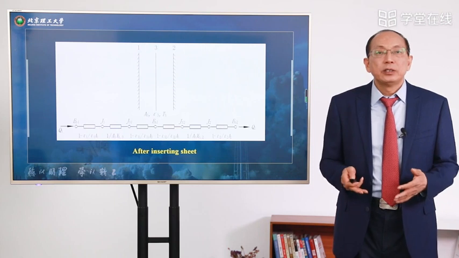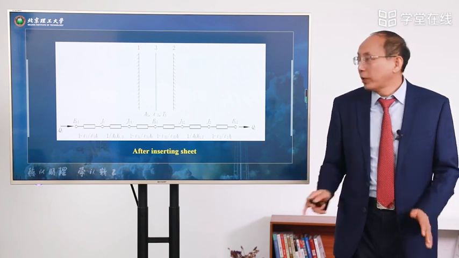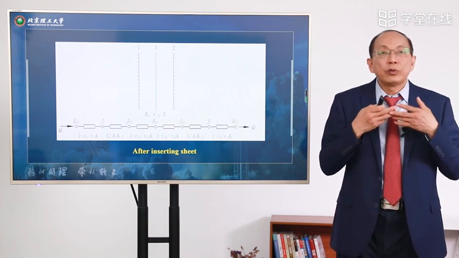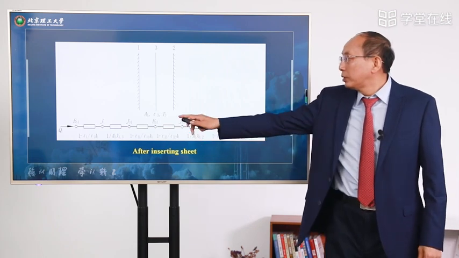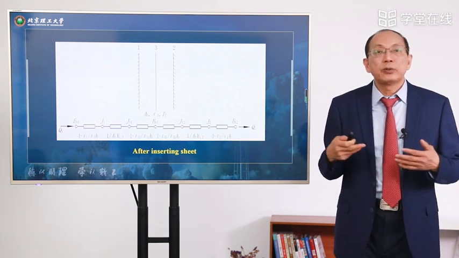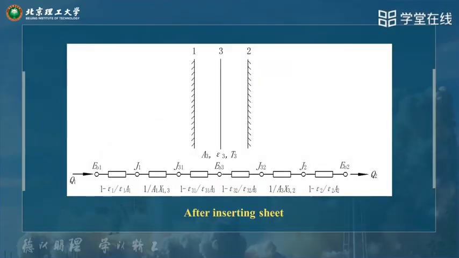However, after inserting the sheet, the system becomes more complex because there are 2 space resistances. Also, there are 2 more surface resistances. So the resistance series becomes 6 resistances together: 1, 2, 3, 4, 4 surface resistances and 2 space resistances together. So it becomes more complex.